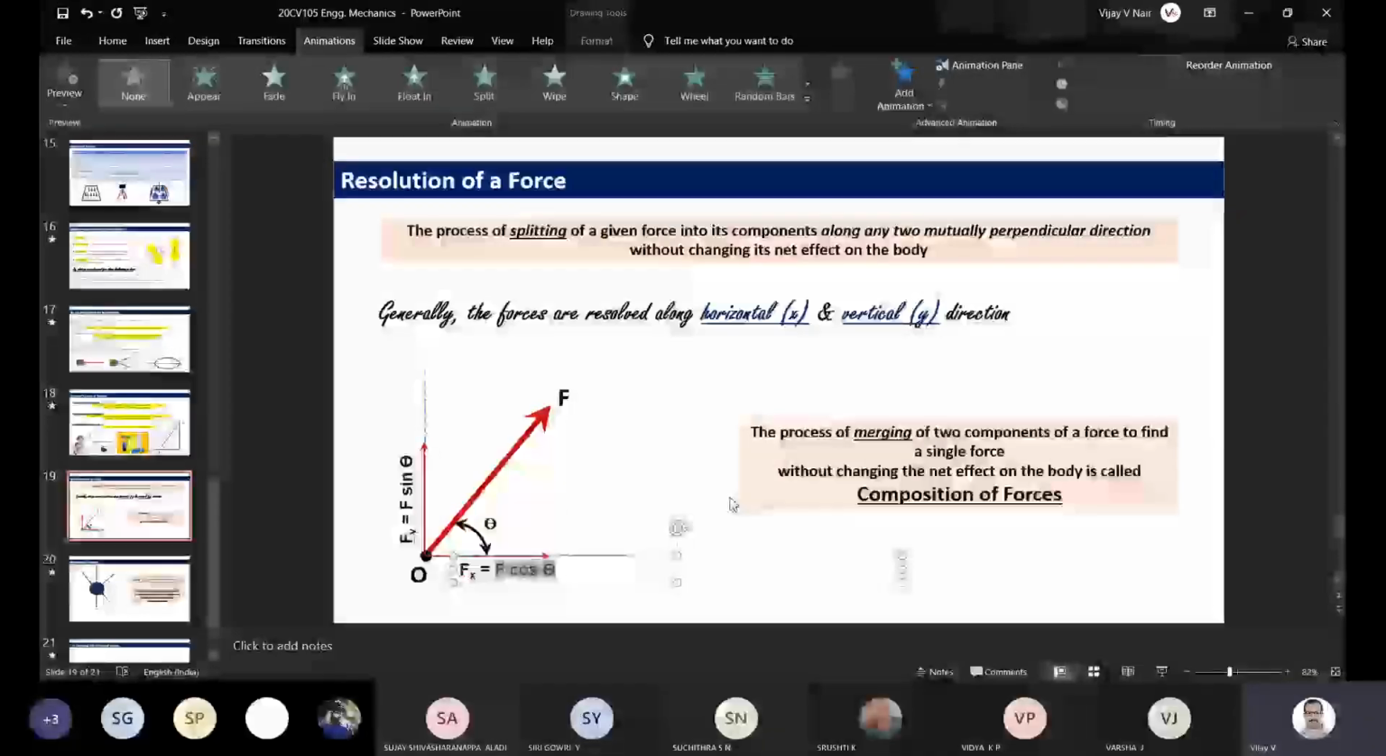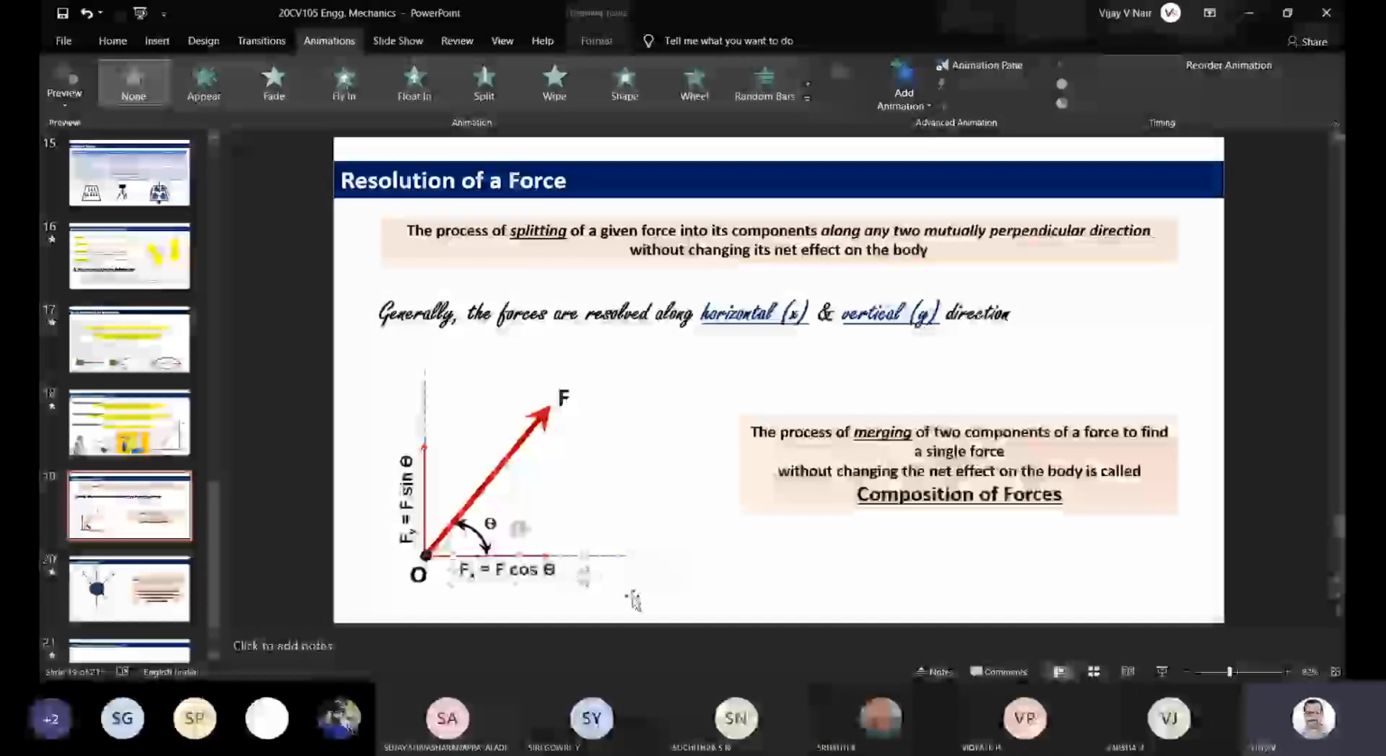I hope you have studied this basic knowledge in trigonometry. When you make a right angle triangle like this, you can see what sine theta, cos theta, and tan theta are. From that, this is derived. You can work it out again and check whether it is right or not.